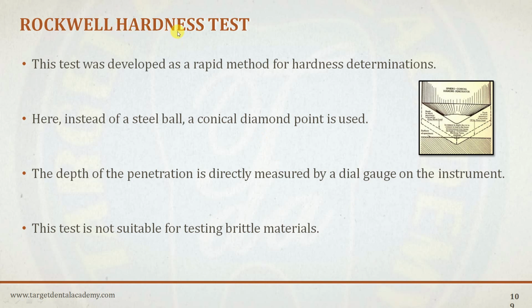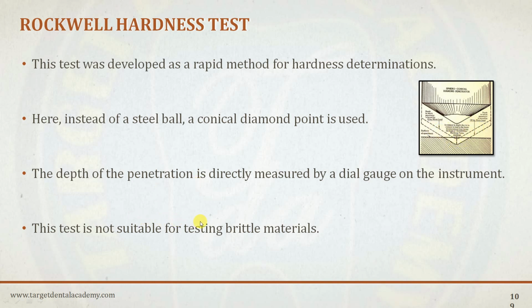Coming on to the Rockwell hardness test. This test was developed as a rapid method for hardness determinations. Here, instead of a steel ball, a conical diamond point is used. Can you see this? A conical diamond point is used. The depth of the penetration is directly measured by a dial gauge on the instrument.